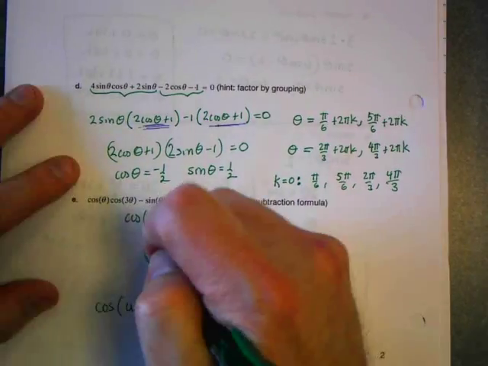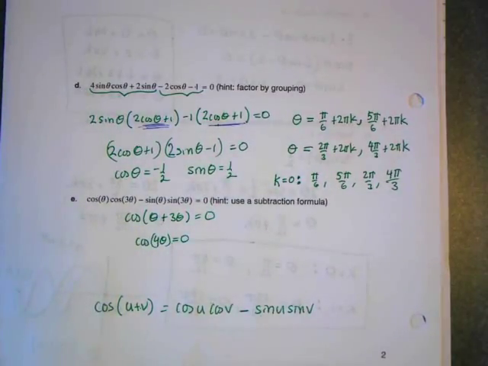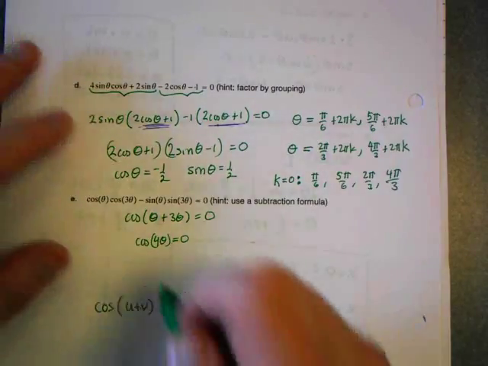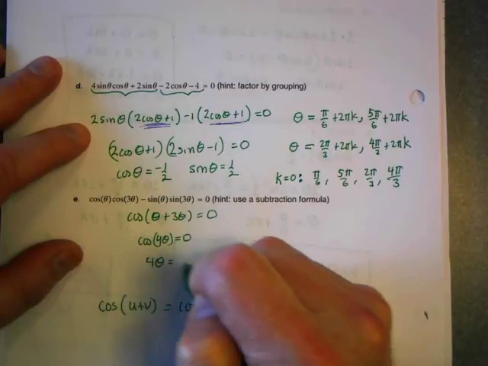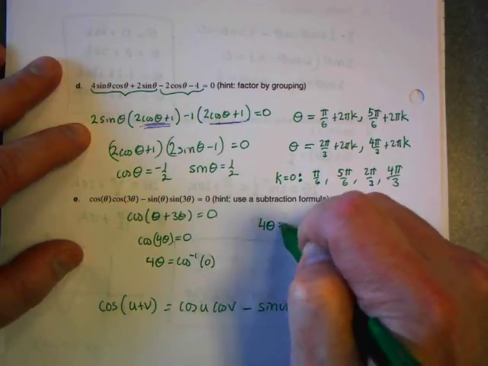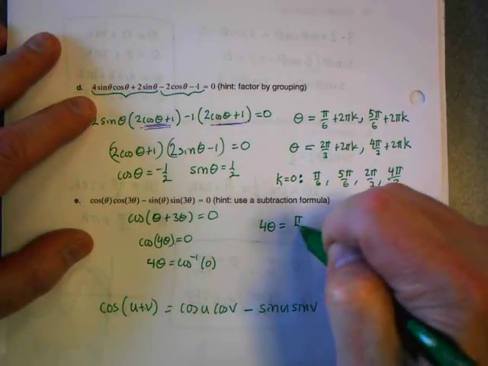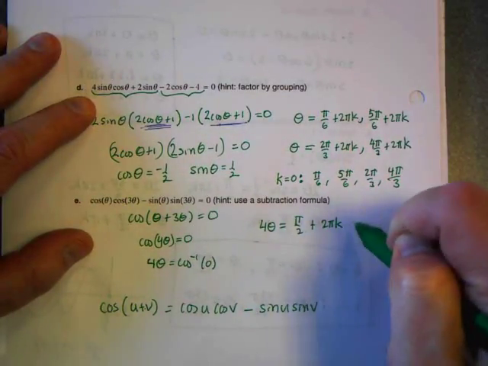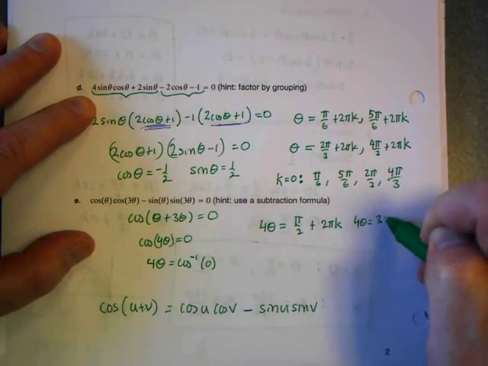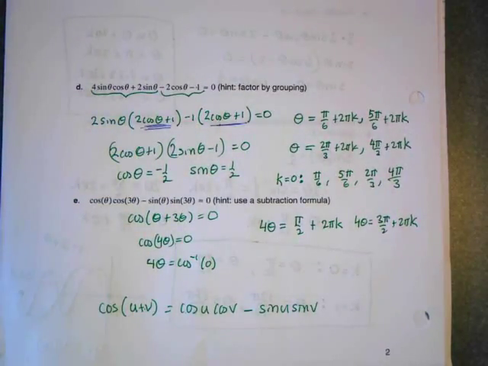Well, cosine of theta plus 3 theta, that's cosine 4 theta. Cosine 4 theta is 0. I do cosine inverse on both sides. 4 theta is cosine inverse of 0. So what's the cosine inverse of 0? Pi over 2 and 3 pi over 2. Cosine is 0 at pi over 2 and 3 pi over 2.